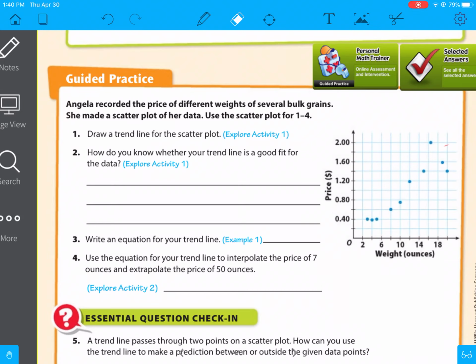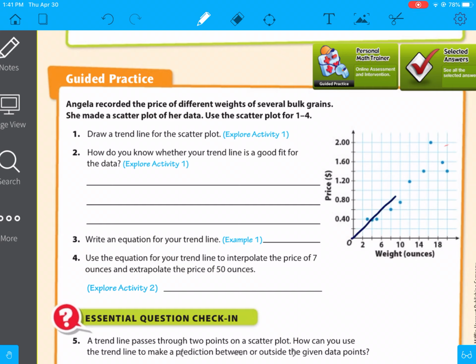All right, so Cheyenne, you said you had a question on one, two, three, and four, and just to kind of walk you through this. So, draw a trend line for the scatter plot. With the trend line, you just want to create a line with a straight edge that has the same amount of points above and below.